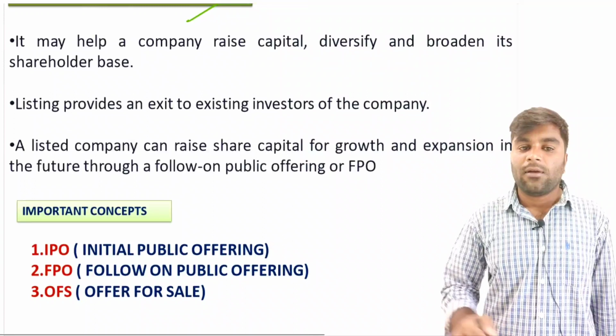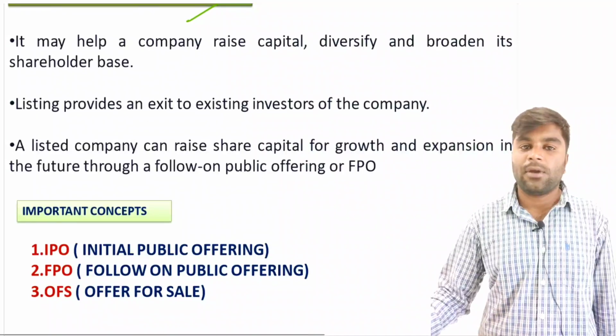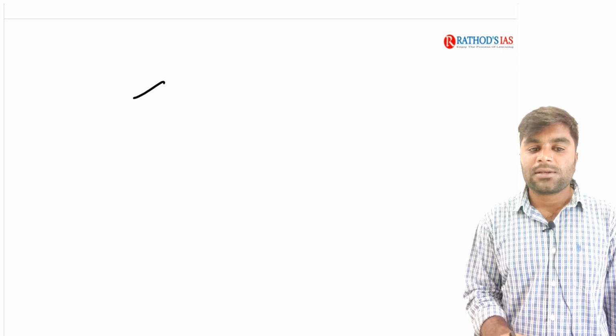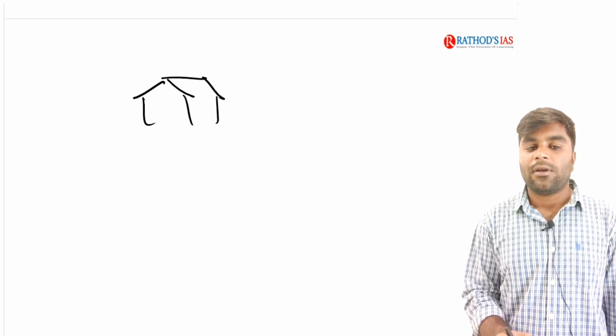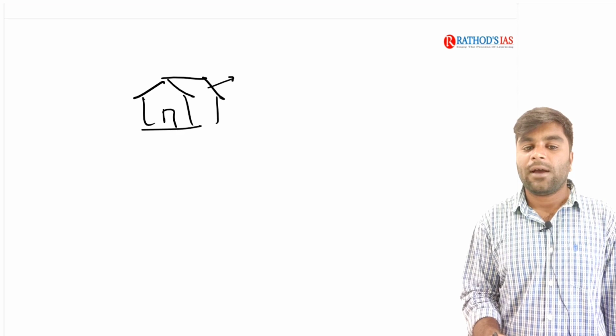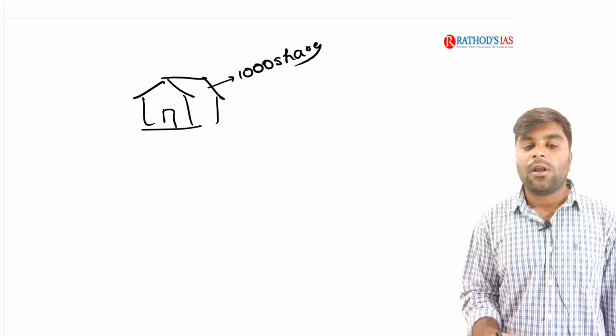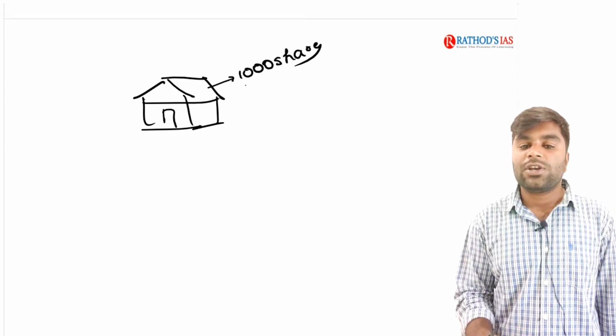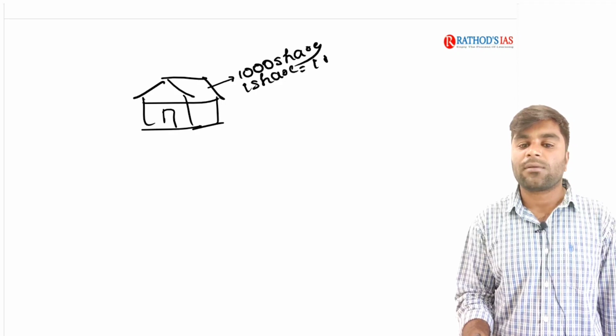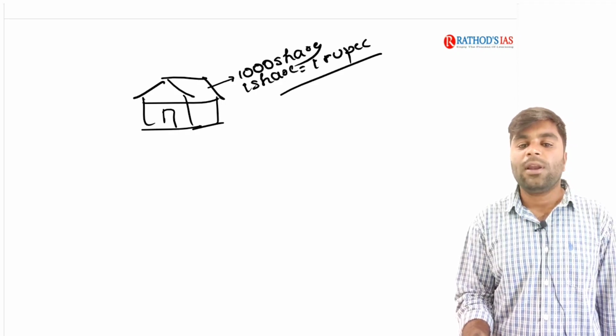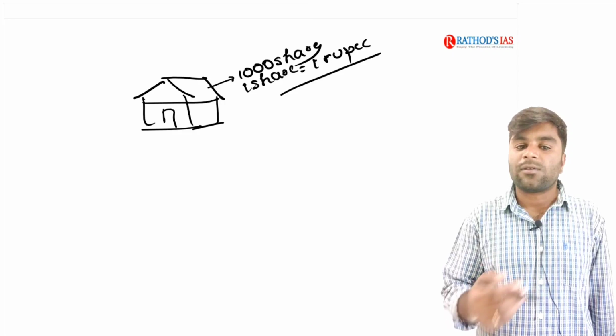Now let us try to understand how this works. In a single example, we will discuss the initial public offering, follow-on public offering, and offer for sale. Imagine this is a company, and this company has 1000 shares. Each share is equal to 1 rupee. So cumulatively, the 1000 shares are worth 1000 rupees.